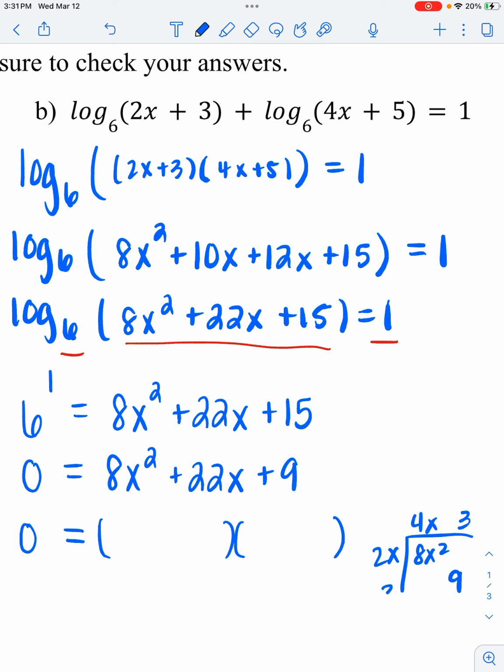And then I need the numbers to be 9. So let's try 3 and 3. 3 times 3 is 9, 6x and 12x. Diagonal does not equal 22, so that doesn't work. So let's backtrack all of that.